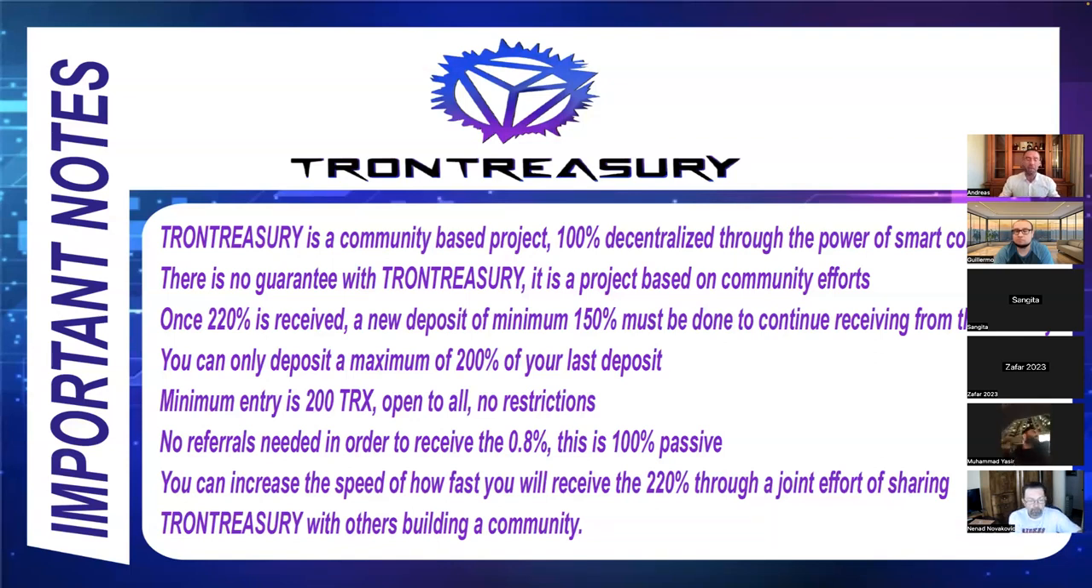And that is what makes and breaks the success of this project, because everyone supports everyone. That is the key. And we all know that we can increase the speed of how fast we will receive that 220%. I know one of our dear leaders here, Mr. Guillermo, I believe he cycled in 220% 5 or 6 or 7 times already. It's ridiculous. It's so much fun, and I love hearing about it. So we can increase that speed. Normally, it's 275 days if you're completely passive, but in Guillermo's situation, it was 220 minutes or something. I don't know, something like that. So yeah. And it's all done through a joint effort of sharing the Tron Treasury with others, building a community.